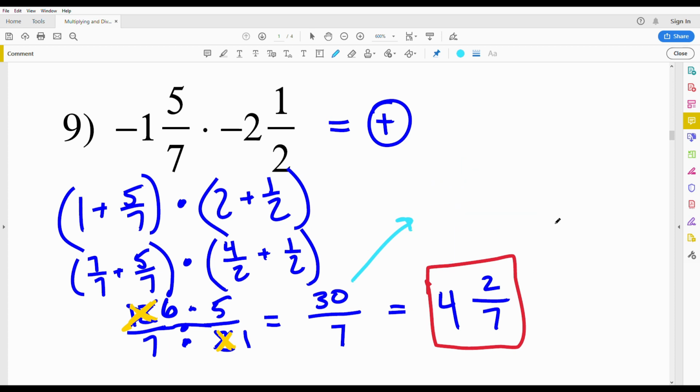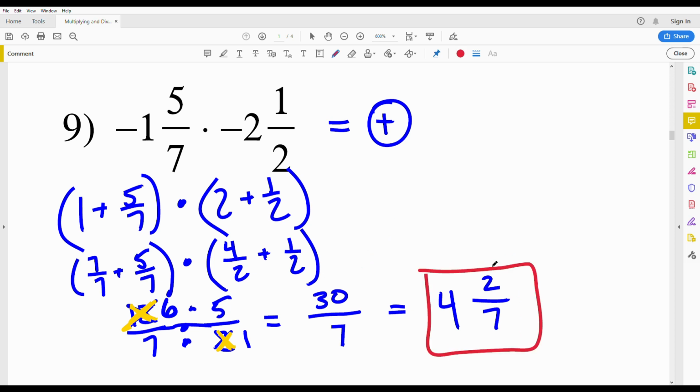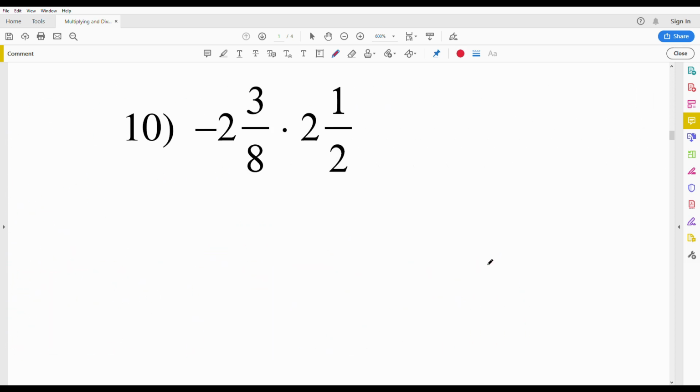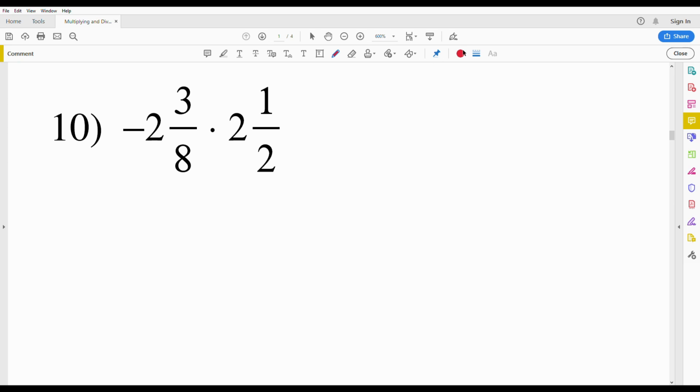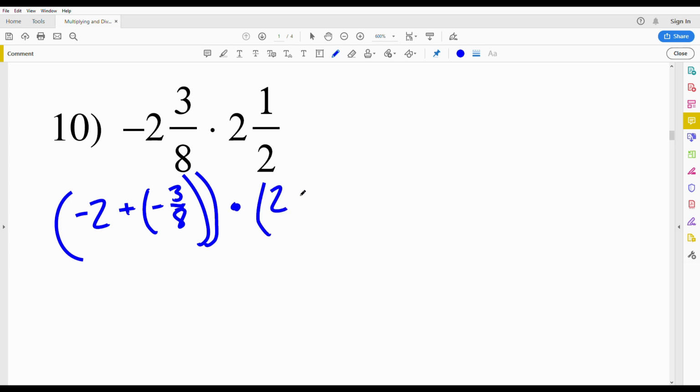Now, let's continue on to number 10, the last problem on the first page. Again, we're going to be finding that common denominator for each of these, but before we get started, negative times a positive, that's going to be a negative, and I'll leave my negative in my problem so that you can see how it gets carried through. Negative 2 and 3/8, remember that negatives with both the whole number and the fraction. So that'll be negative 2 plus a negative 3/8, and that all gets multiplied by 2 plus a 1/2.